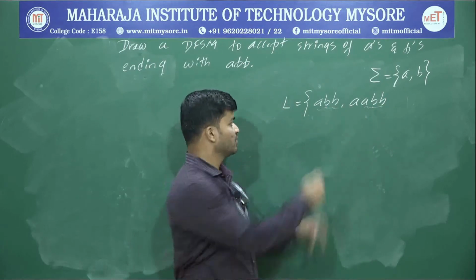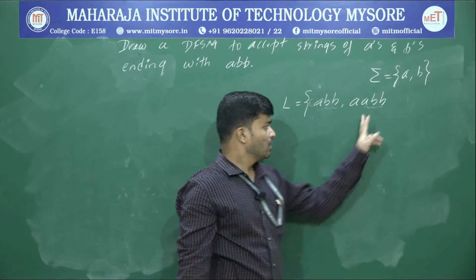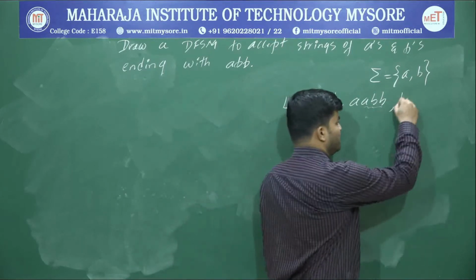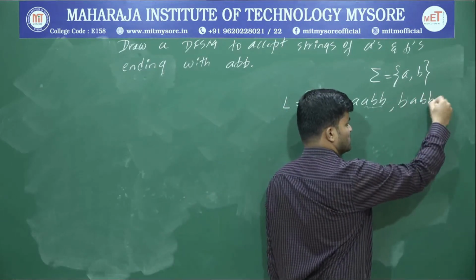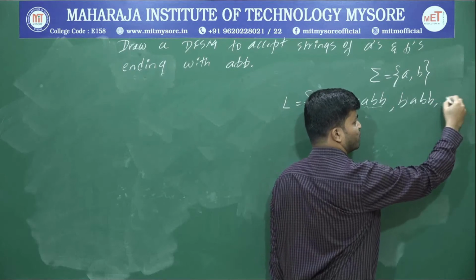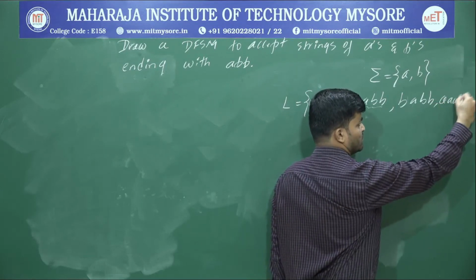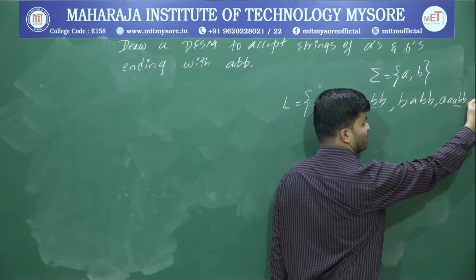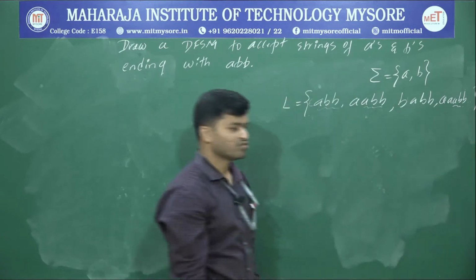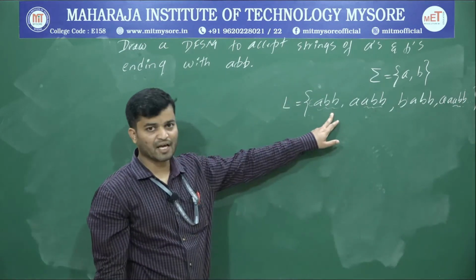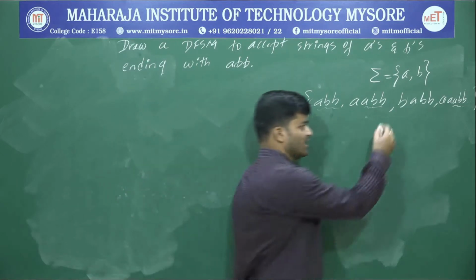Here we have epsilon, that's it. Ending with ABB, even I can write BABB, or I can form n number of strings. Therefore, what's the type of the language? The type of the language is an infinite language.